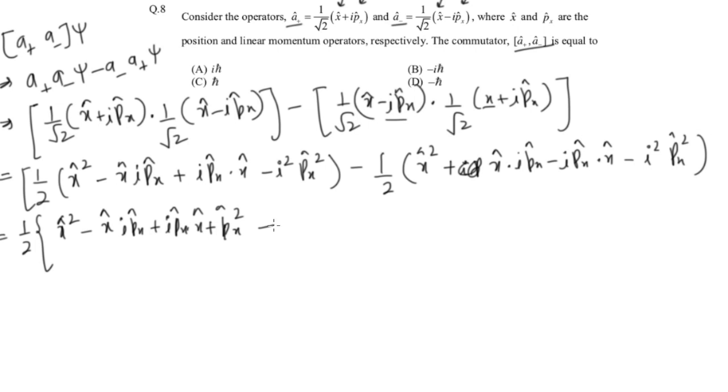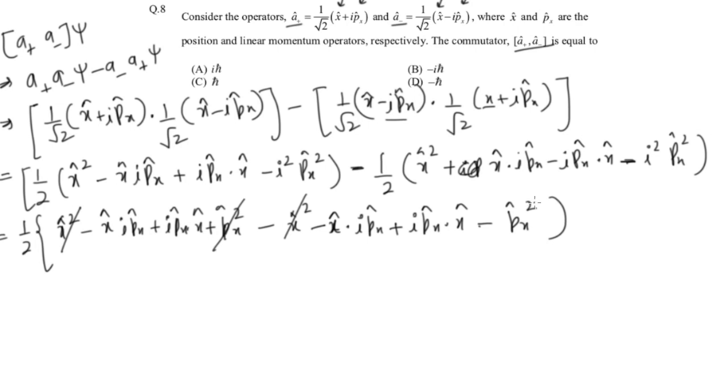Okay, and then the minus sign will change the sign of everything, so it will be x cap square minus x cap i p_x cap, minus minus will be plus, so i p_x cap x cap, and this minus sign will become plus because of this i square, and again it will become minus because of this minus. So it will become minus p_x square. So now what are the things which will be cancelled out?